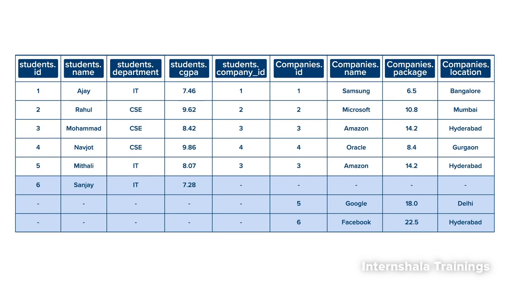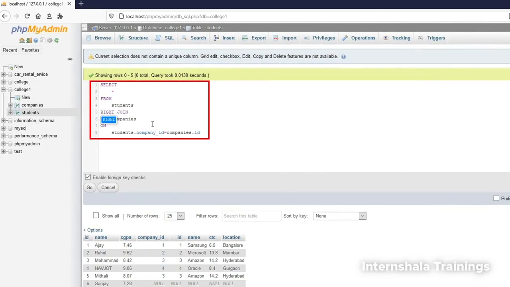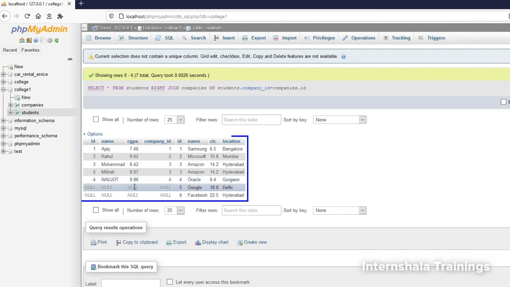Now, you might be wondering what is a left table and right table. Well, if we look at the query, the left table refers to the one which is written first, that is, before the join, and the right table refers to the one which is written next to the join. Lastly, we will use the right join. Again, in the syntax, we will replace the left join with the right join. And on running, this query will fetch this table.